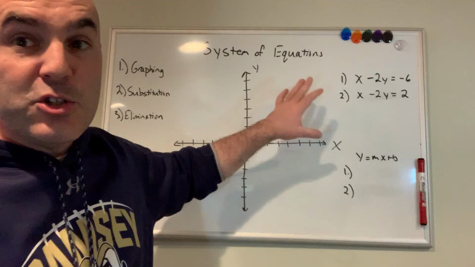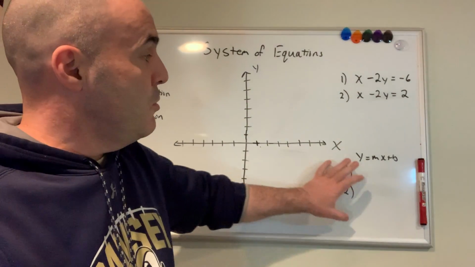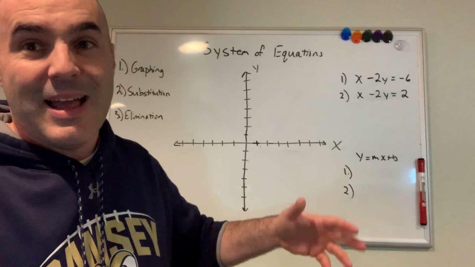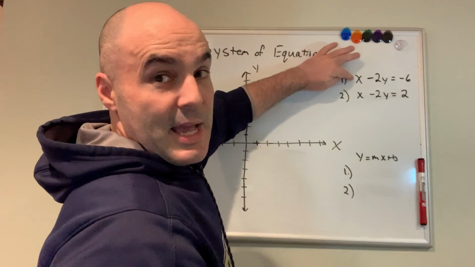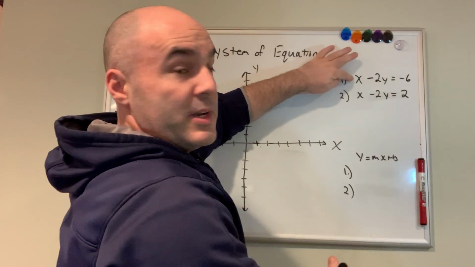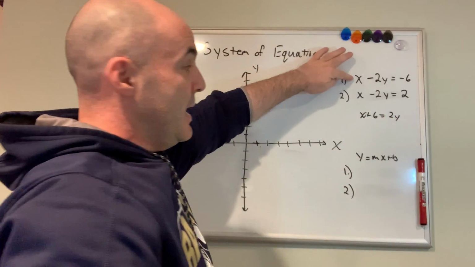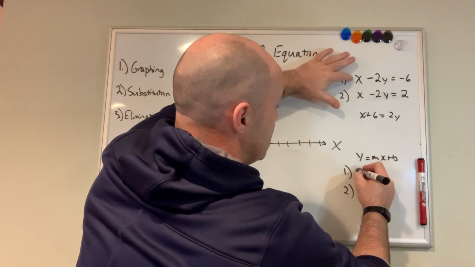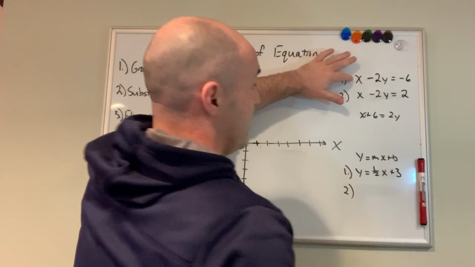But to visually see what's going on here, we want to graph it, and in order to graph it, we're going to want this in slope-intercept form. So I don't have room to work everything out, so you'll have to bear with me here. I'm going to keep the x on this side. I would add the 2y to there and add the 6 over here. So I have x plus 6 is equal to 2y. Now I'd have to divide every term by 2. And that's going to get me to y equals 1 half x plus 3.